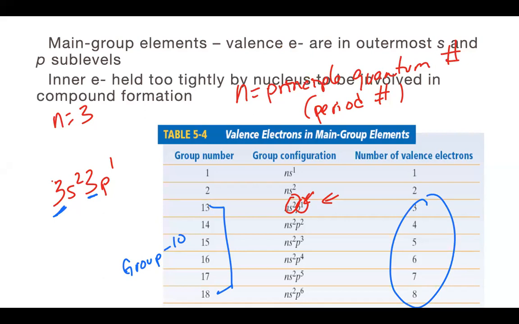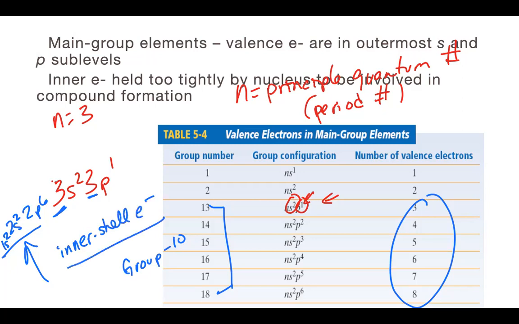Okay. So if I have 3s2, 3p1, that means that I had 2p6, 2s2, and 1s2. That makes all of these electrons in blue here, the 1s2, 2s2, 2p6, those 10 electrons, those are what's called inner shell electrons. And those belong to that atom by itself. They are not available to participate in bonding.